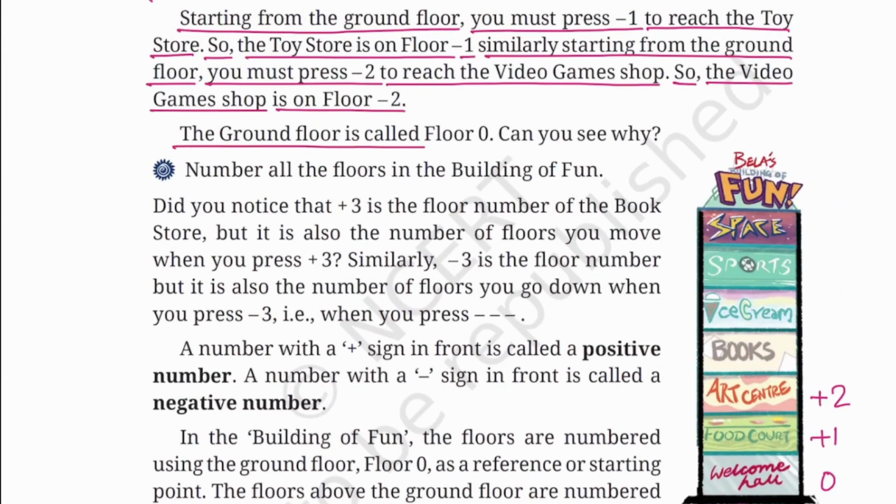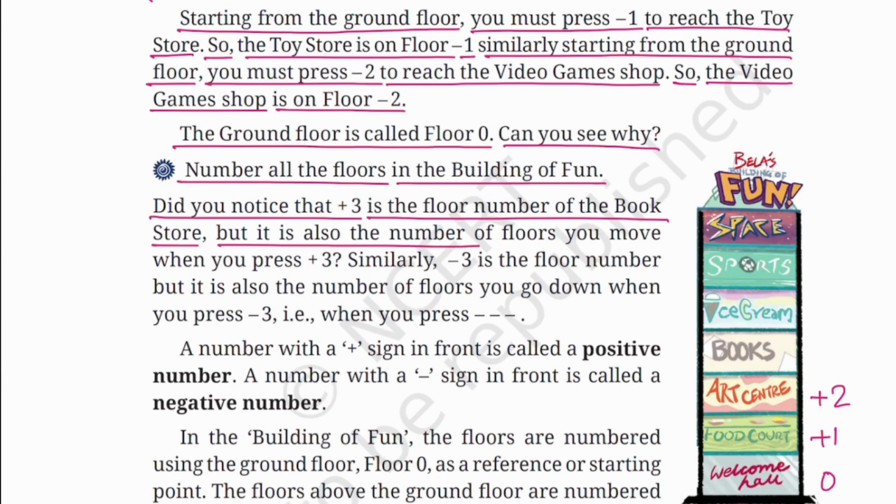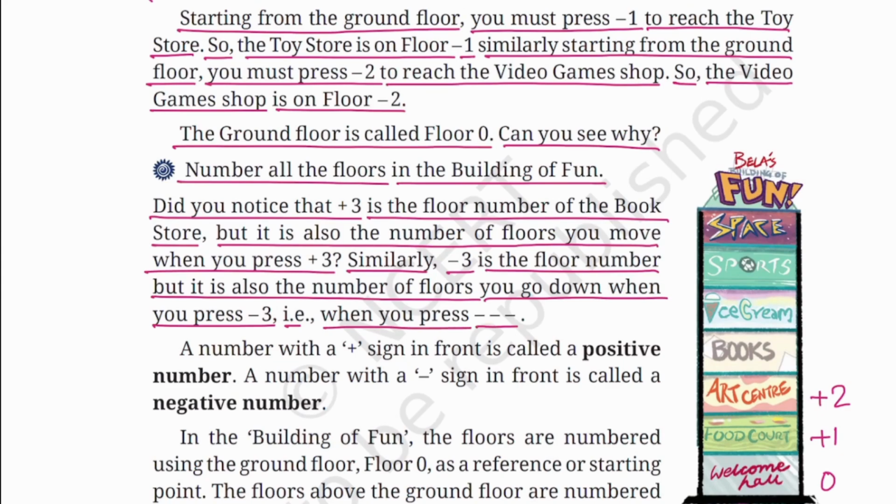The ground floor is called floor 0. Can you see why? Number all the floors in the building of fun. Did you notice that plus 3 is the floor number of the bookstore? But it is also the number of floors you move when you press plus 3. Similarly, minus 3 is the floor number, but it is also the number of floors you go down when you press minus 3. That is, when you press minus, minus, minus.